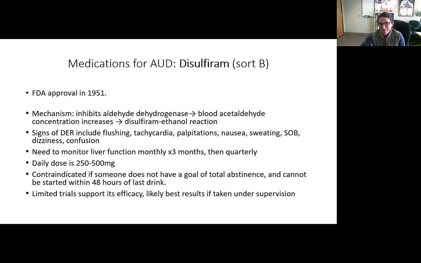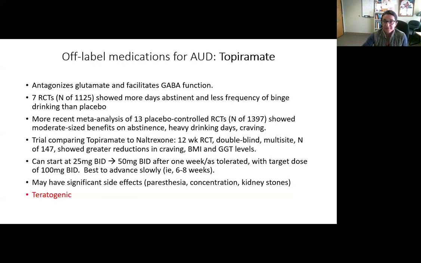So we don't usually talk much about this one anymore, but just knowing that it is out there, and for some people, it may be their mainstay of treatment, if they have to have that absolute approach. And I would say that there's really not good evidence for it, but it's probably best if it's taken under supervision, for best effect. And then this is the main off-label medication, topiramate. It's got lots of good evidence, lots of evidence coming out of the VA in particular. What it does is antagonizes glutamate and facilitates GABA.